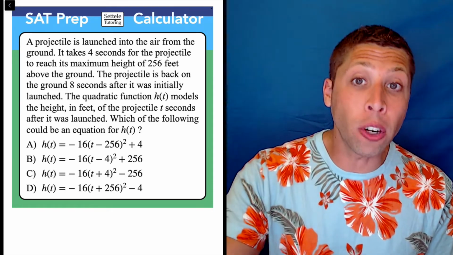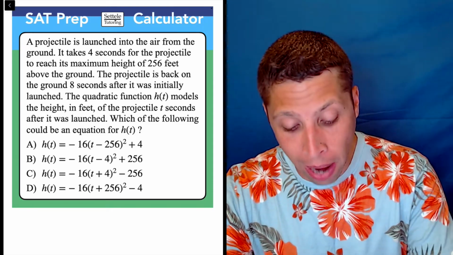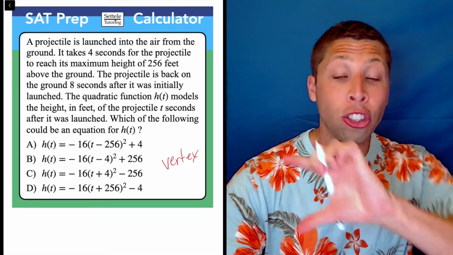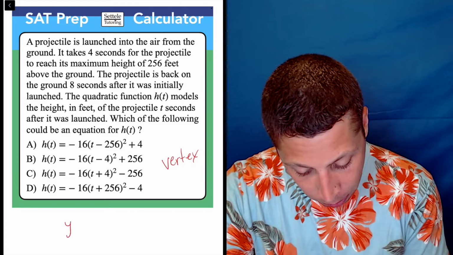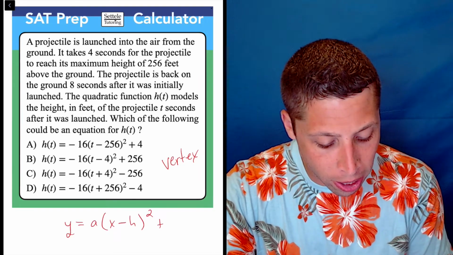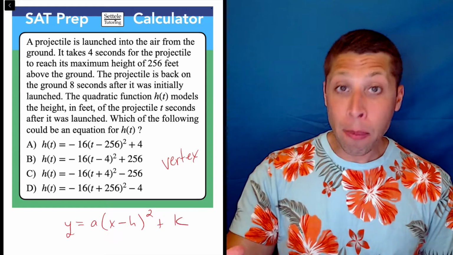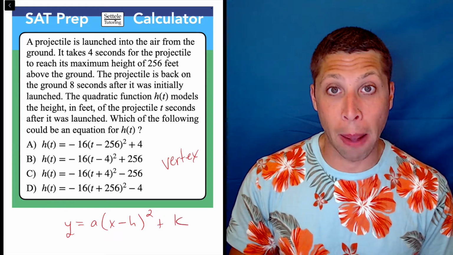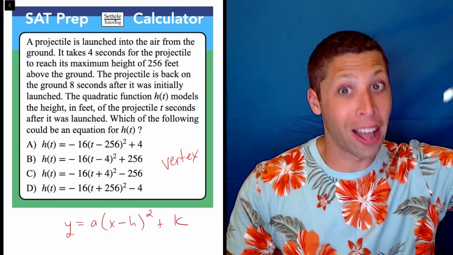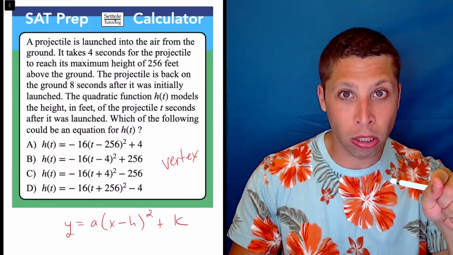These are the vertex forms of a parabola. They give us the vertex. So just to review, the general version here is going to be y is equal to a(x minus h) squared plus k. Now the a portion tells us the direction of the parabola. So if it's positive, it's going to make a smile. If it's negative, it's a frown.